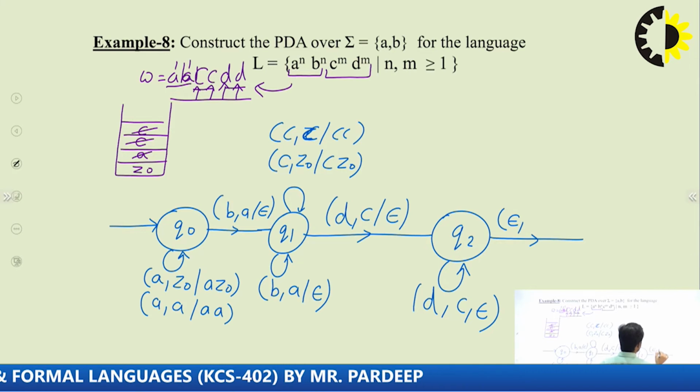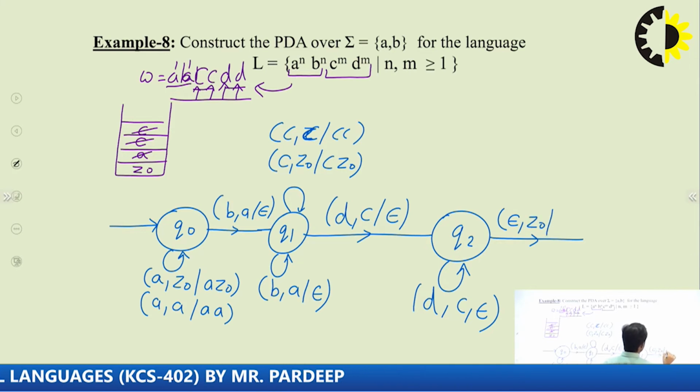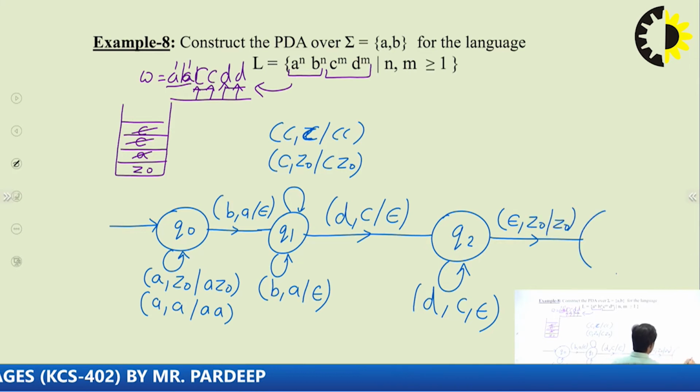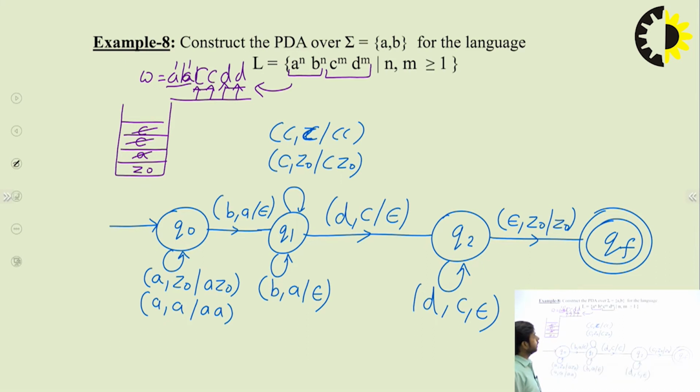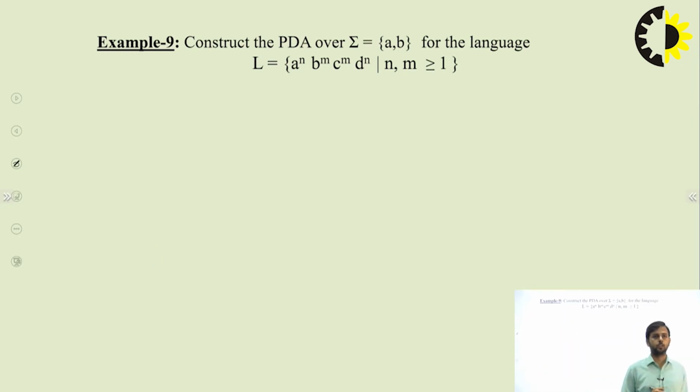The input is epsilon, the top of the stack is Z node, we keep Z node as it is, and I will reach the final state Q. So this is the PDA corresponding to the language A raised to power n, B raised to power n, C raised to power m, and D raised to power m. Okay. So next is the next language, and construct the PDA corresponding to that.